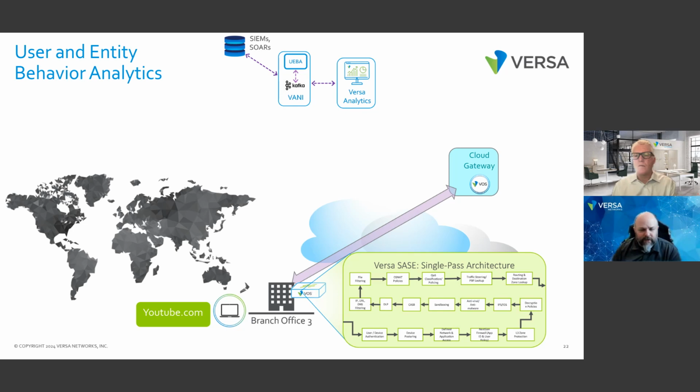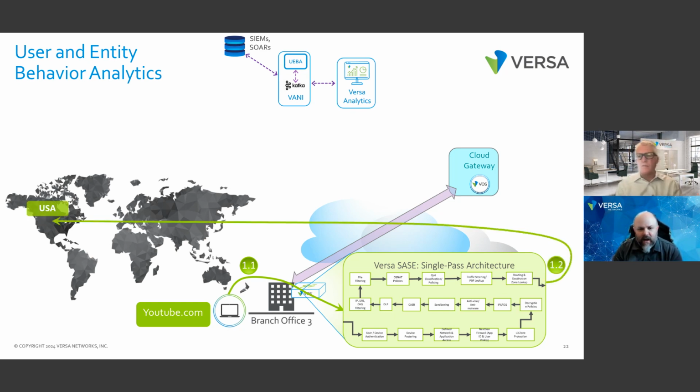So let's say I'm a user sitting in my branch office and I'm trying to go to youtube.com. This is a United States destined URL, so it's benign traffic. I'm just doing some streaming. The world is good.